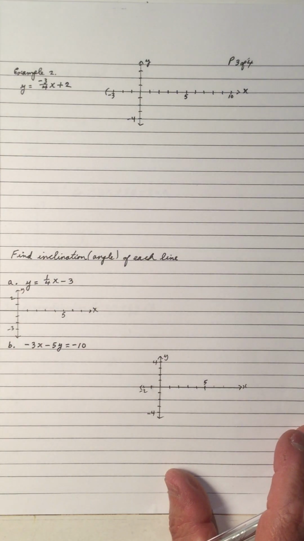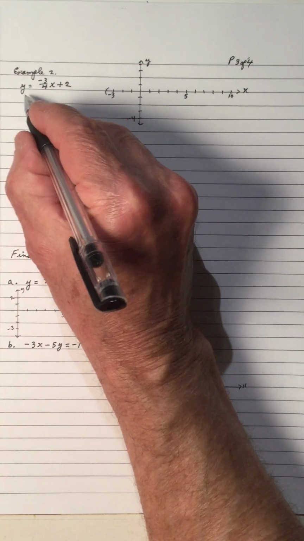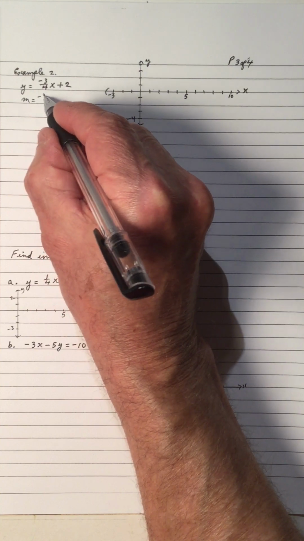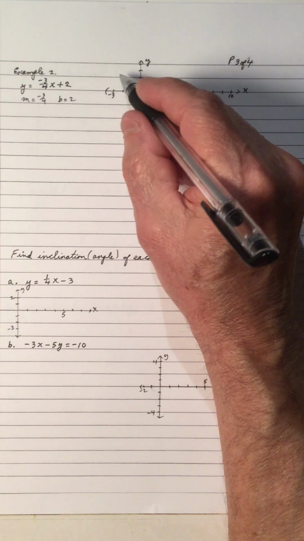Let's do one this time which has a negative slope. So y equals negative 3/4 x plus 2. And the slope is negative 3/4, and the y-intercept is 2. So let's plot that line.